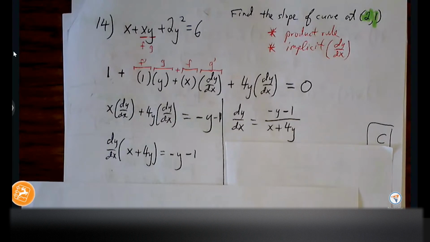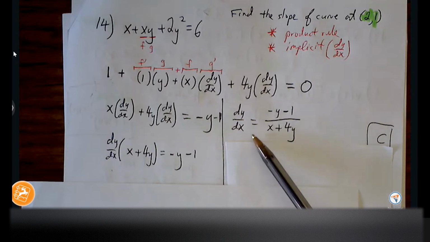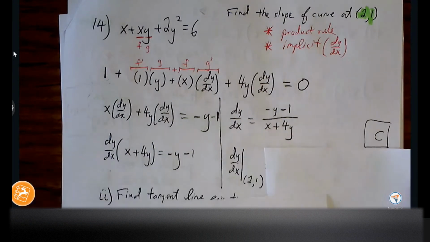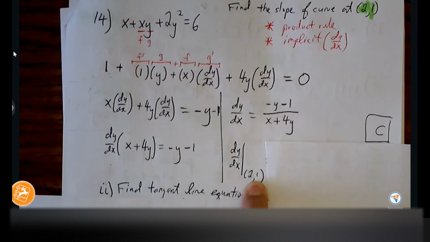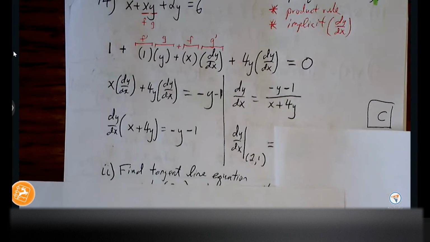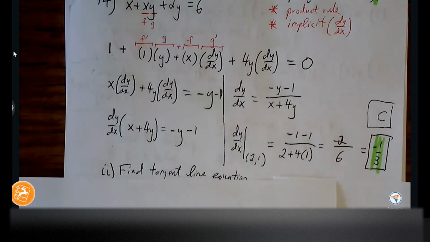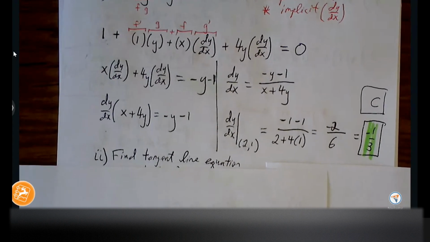Once we have our slope formula, we're now ready to involve the ordered pair. So we'll put 2 in for the x, put 1 in for the y. Typically, the notation that we use is dy/dx with a vertical bar and (2, 1) to indicate I'm about to evaluate a derivative at a point. And this will take us to a real number, and that real number will match one of the answer choices, -2/6, which is -1/3.